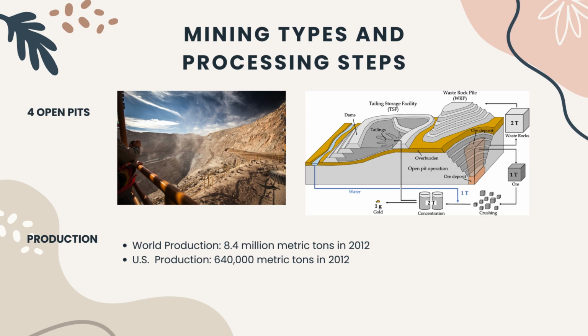To separate the mineral from the ore, it is usually washed or separated in water, then it gets shaken to isolate the material. Its production rates, I couldn't really find too much on the Rusty Gold mine. There's little information on the internet about it. What I did find out is that the world production rate was about 8.4 million metric tons in 2012, and then the US production was 640,000 metric tons in 2012. And again, Nevada was one of the biggest contributors to that.